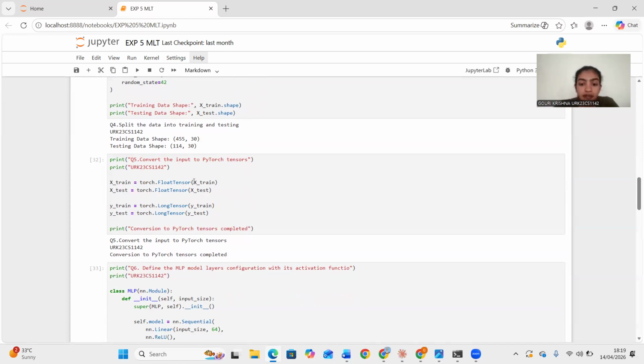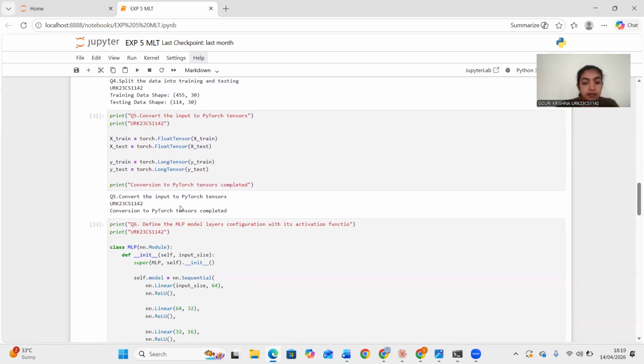And in question 5, we convert the data into PyTorch tensors. This is required because PyTorch models can only process the data as tensor data. Here the float tensor is there and the long tensor is there. Float tensor is for input features and long tensor for target labels. We got the output like this.